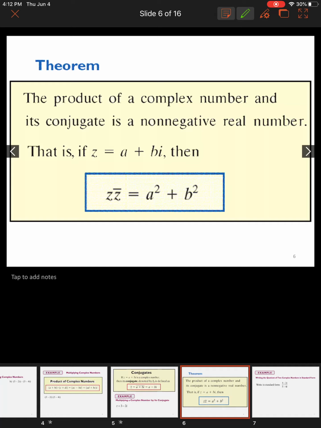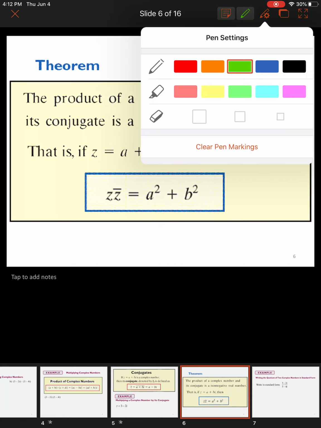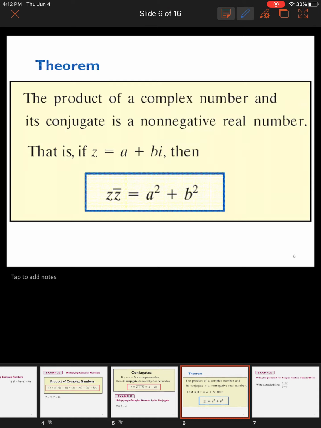Alright? This little theorem says when you multiply a complex number by its conjugate, then it will always be a squared plus b squared. And that's a shortcut that you want to keep in mind. Or you can multiply it out the long way just to verify. And when you multiply it out the long way, you're just going to go through this whole process. Okay, so you have z is a plus bi times z bar, which is a minus bi.